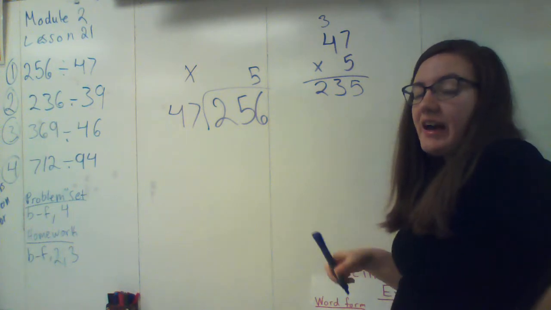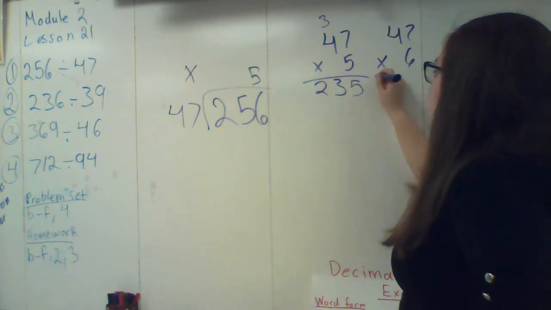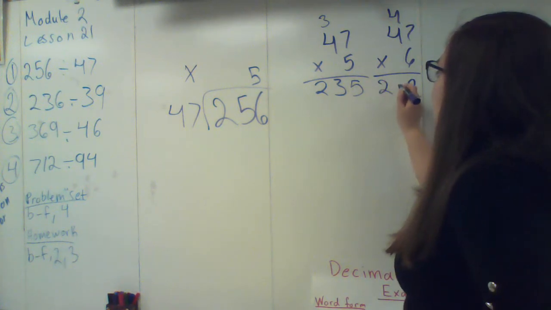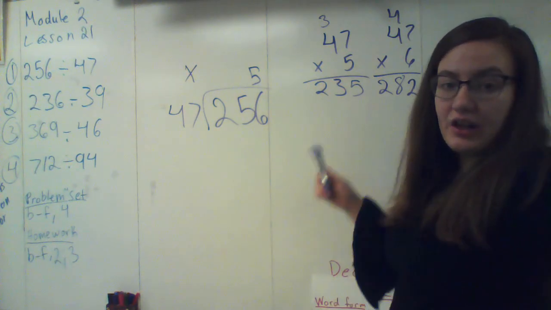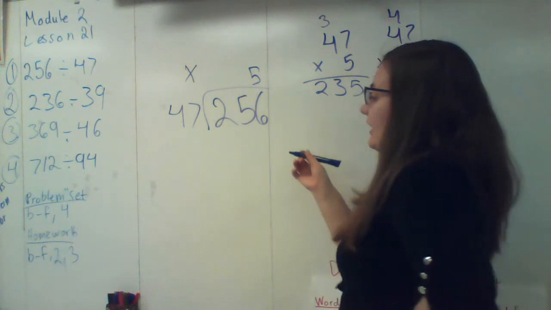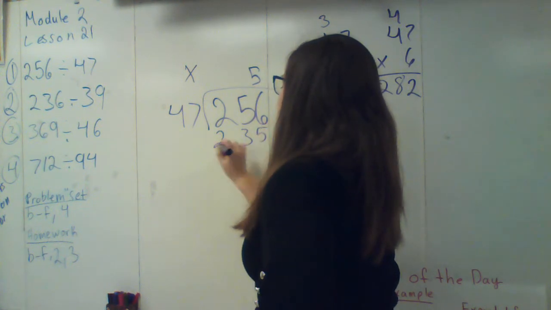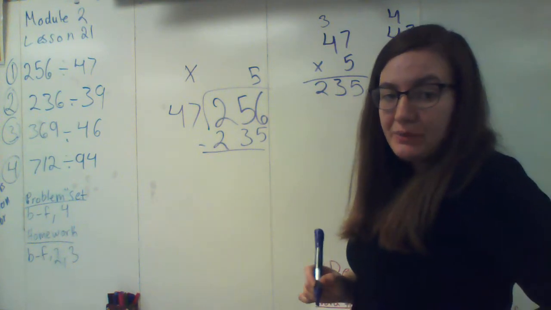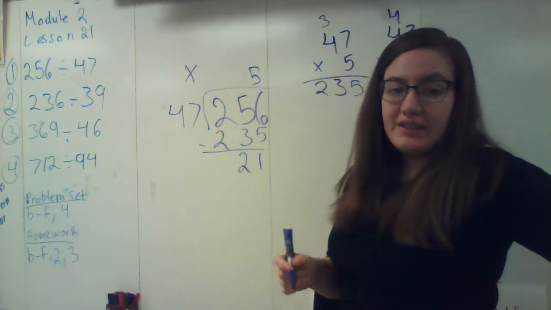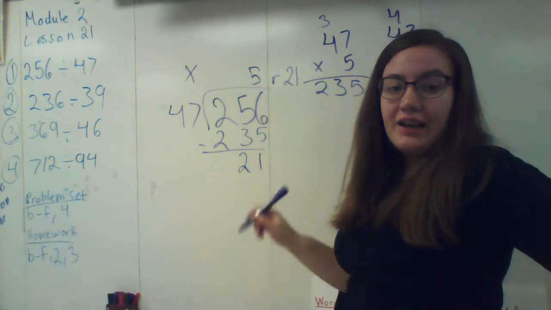If I wanted to check and see if I could do a number bigger, like a factor larger, I could do 47 times 6. 7 times 6 would be 42, and then 4 times 6 is 24, plus 4, which is 28. So I get an answer of 282, which is too large, larger than 256. So 235 would be a good answer. So 47 times 5 is 235. So I will put that right here. And then I'll go ahead and subtract. So 6 minus 5 is 1, 5 minus 3 is 2, and 2 minus 2 is 0. So my final answer is going to be 5, remainder 21. And that is your final answer.